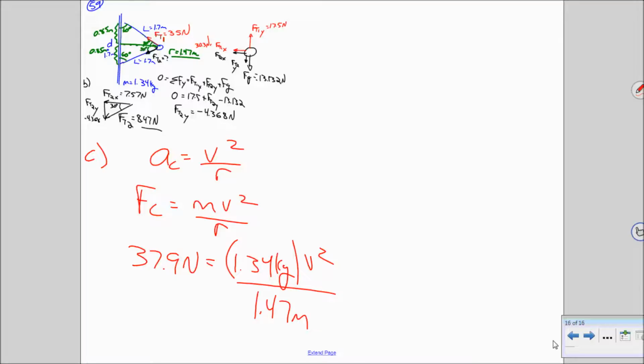Yeah, that clearly doesn't work. What are you getting? 6.45. Yeah, I see your point. I see what I did. I squared my radius for some reason. Okay, so what are you getting? 6.45. 6.45 meters a second?